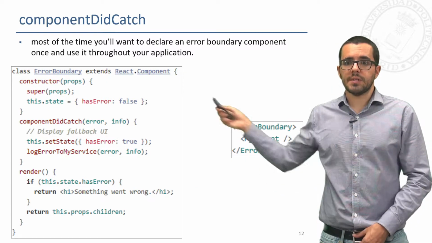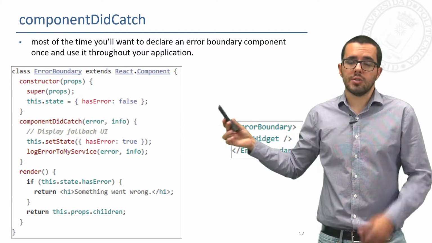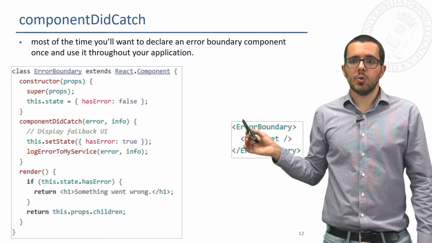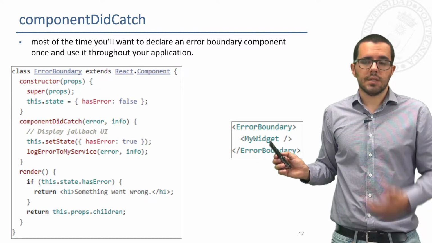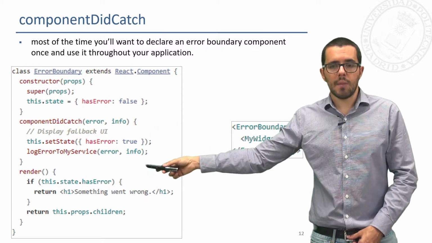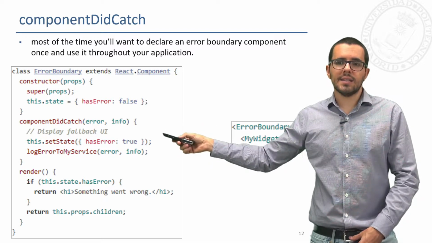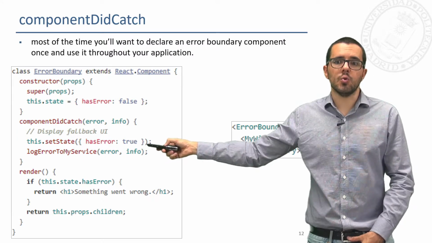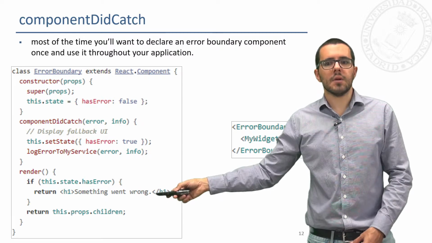So we have a special component that we can use as many times as we want, or just one time wrapping the whole app, and it is used like this, as a component with a child, in this case called my widget. It has a componentDidCatch, that is a special method that I already told you. What does it do? It calls setState with hasError set to true, and if we have an error in the render method, we render something went wrong.